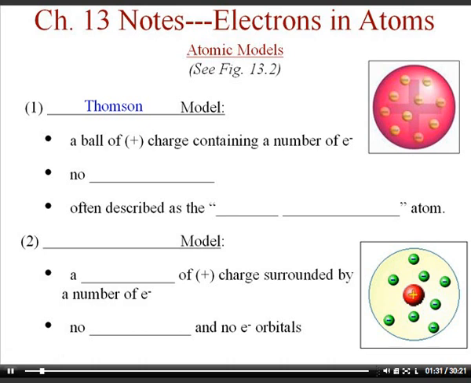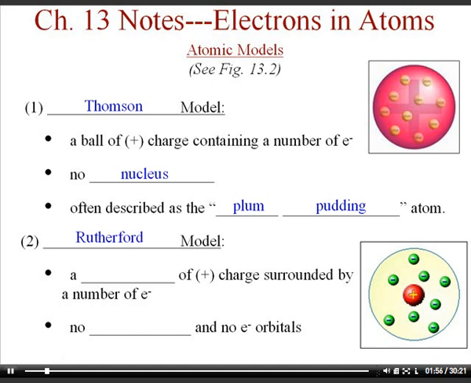So in his model, there was a ball of positive charge that contained a number of electrons, and there isn't any nucleus because it wasn't discovered until later. It's often described as the plum pudding model, or the plum pudding atom, which is a bad description because since he was from England, people know what plum pudding is, but in America nobody has a clue. And so we usually describe it as the chocolate chip cookie dough model, where the chocolate chips would be the electrons and then the dough would be the positive charge.